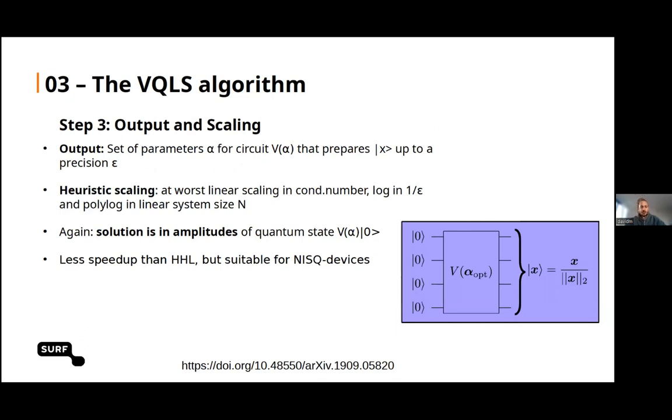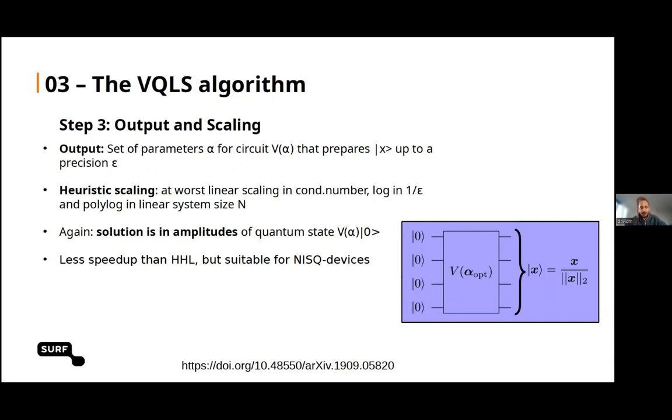And then we come to the last part, the output. So the output of this will be a set of parameters alpha for our variational circuit that prepare x up to a certain precision epsilon that we set out to get. The scaling is heuristic. In this paper, they show that the scaling is at worst linear in the condition number of A, logarithmic in the precision, and polylogarithmic in the linear system size N.